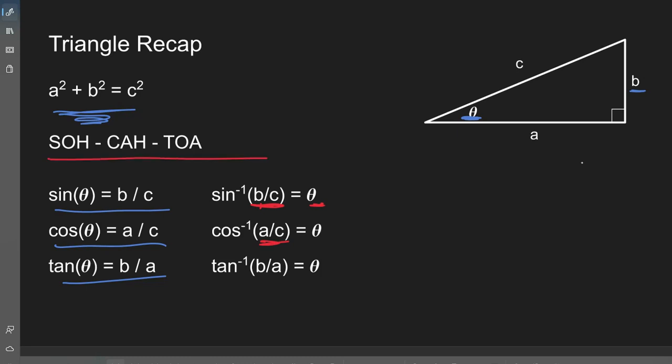All right, and then the SOHCAHTOA: sine is opposite over hypotenuse. Cosine is adjacent over hypotenuse. Tangent is opposite over adjacent. I hope you all know that by now, but this is a quick recap. This slide is everything we need for triangles for AP Physics 1.